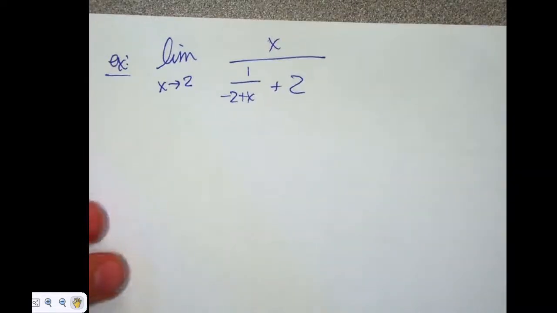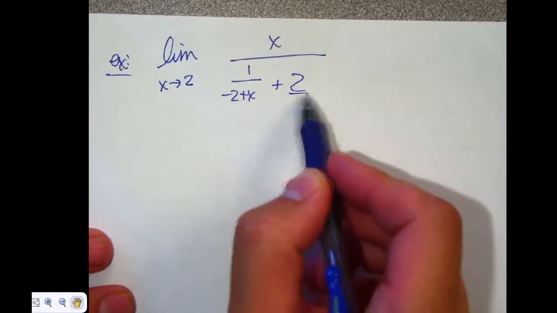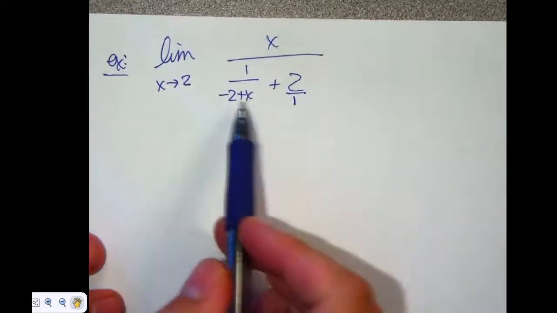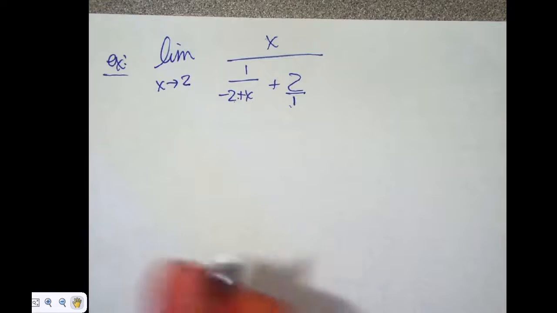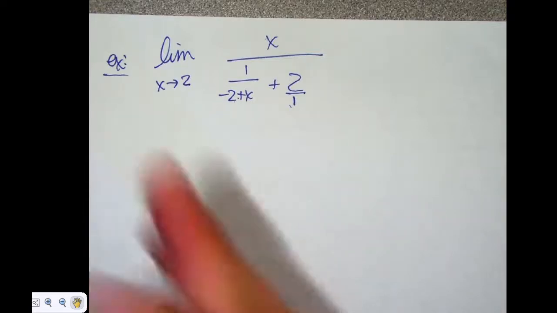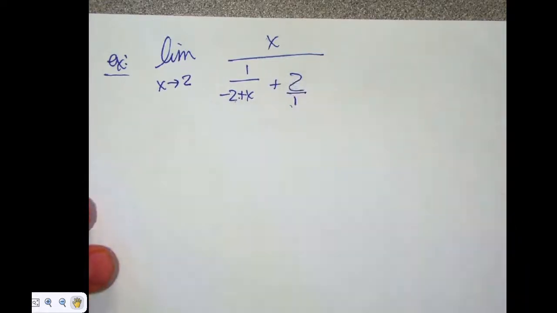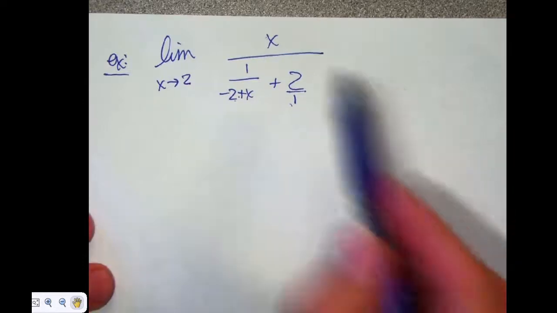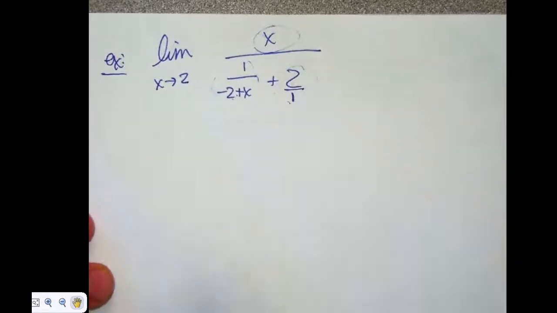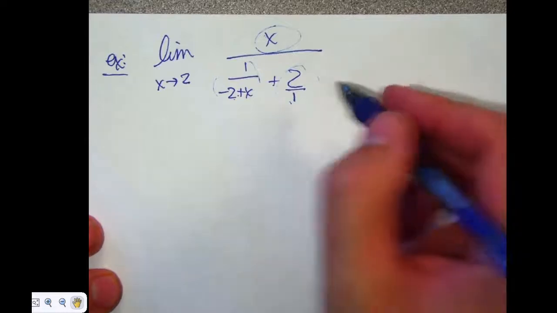So this is a little different. Your denominator here is 1, right? So what's your common denominator going to be for this one? It'll be negative 2 plus x. So how many terms do I have right now? 3. So I've got 1 there, 1 there, 1 there. I'm going to multiply each term by negative 2 plus x.